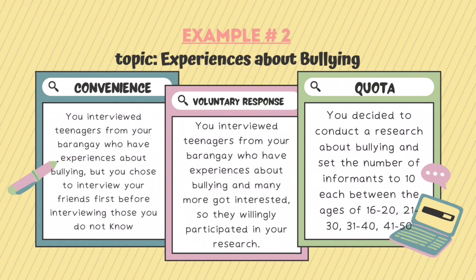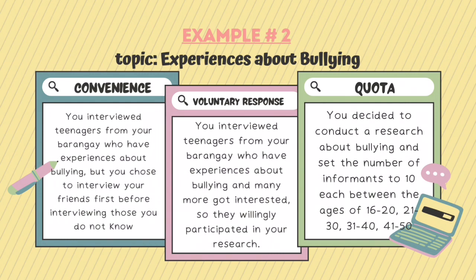Voluntary response sampling. You interviewed teenagers from your barangay who have experiences about bullying, and many more got interested, so they willingly participated in your research. Just like in the first example, there is volunteerism happening in the process of data gathering.